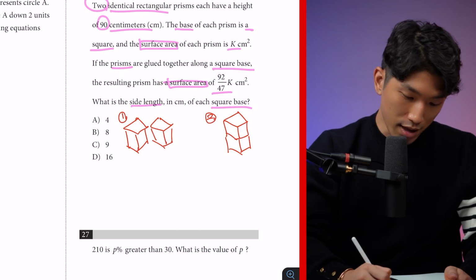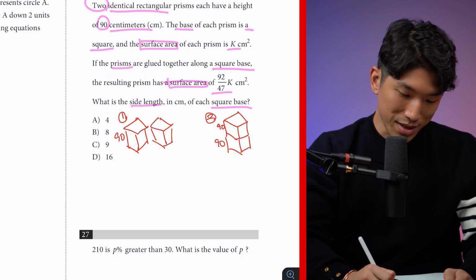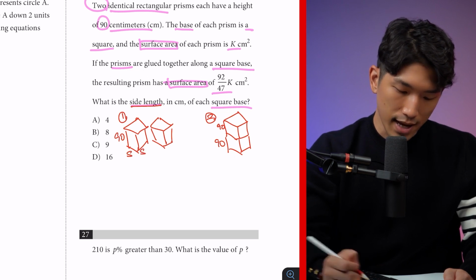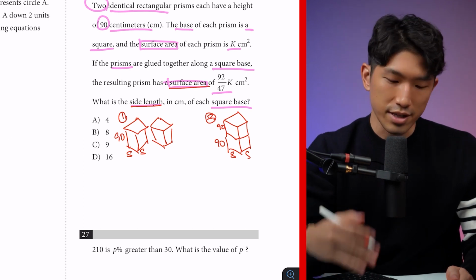And measurement wise, they're going to have a height of 90, so 90 and 90 here, and a square base, but we don't know what the side length is, so I'm just going to call it S and S, like so. And because the question is talking about surface area, let's start there and see where it goes.